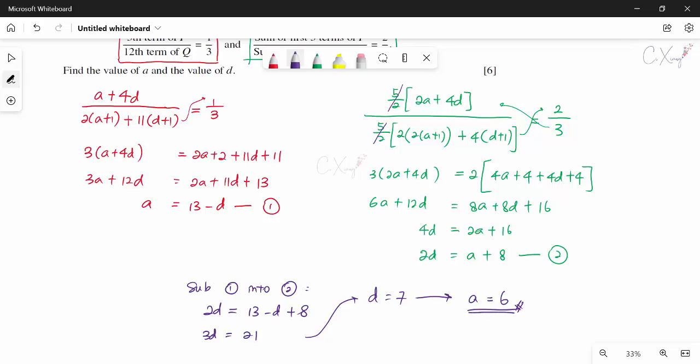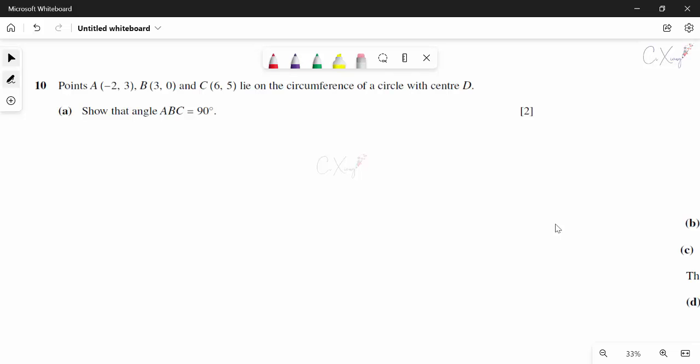For this whole process, the most important thing is that you don't make any careless mistakes here. At first, I actually made a careless mistake here also, so that's why I got the answer wrong. You have to make sure that you substitute the correct values, then solve the simultaneous equations, and you can get the answer. Okay, so let us discuss question number 10 now.